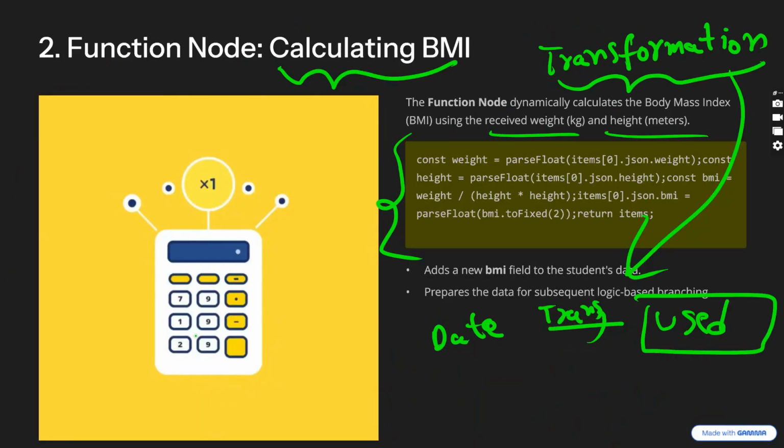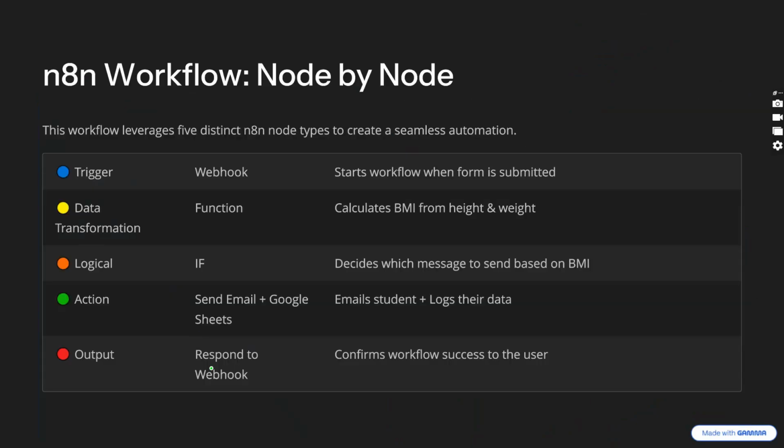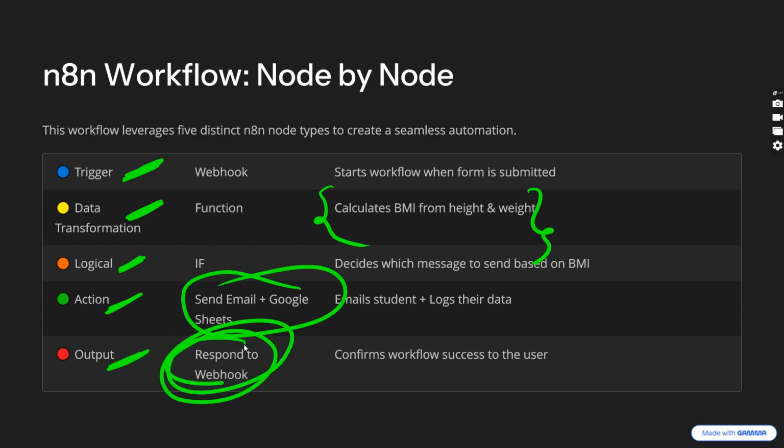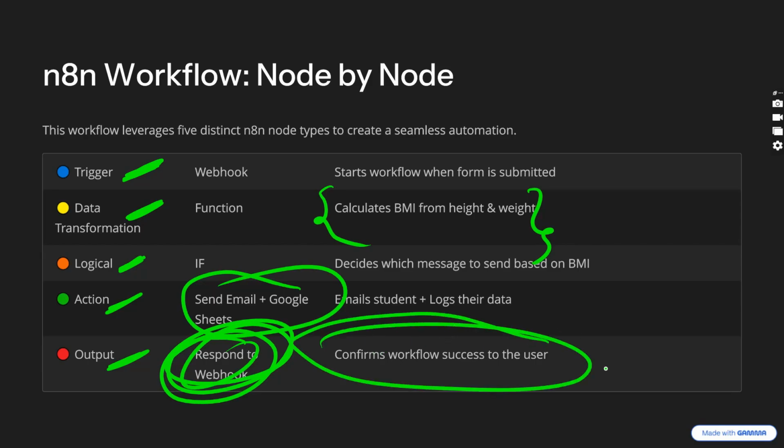I have shown you different kinds of nodes using which we can build an entire flow. Usually the N8N workflow will work completely based on these kinds of nodes only. The trigger node will start the flow, and the data transformation node can be used to calculate any details or transform data into some other useful data. The logical node can be used to split the data or do any other logical things, and the action node can be used to do certain actions. The output node will respond to the trigger, that means it confirms whether the workflow is successful or not to the user or the admin who has set up this workflow. So this is all about the different nodes in an N8N workflow.